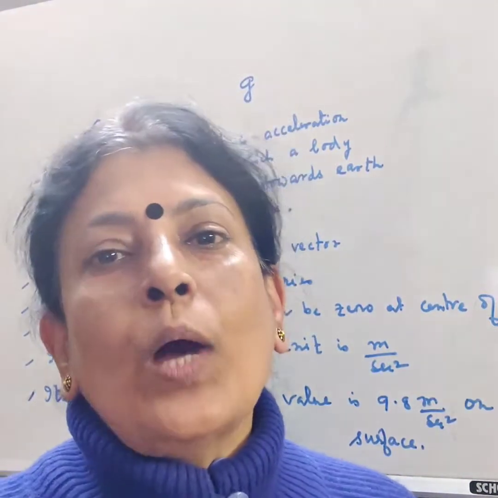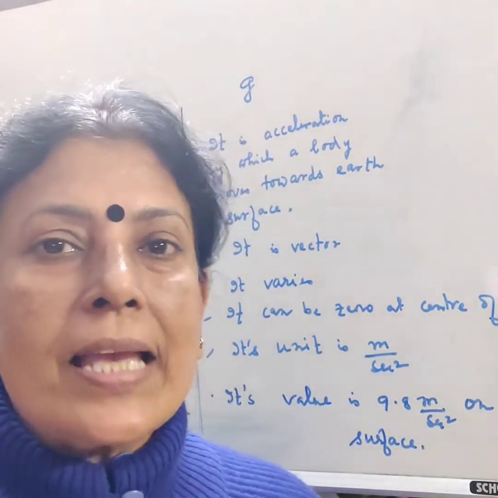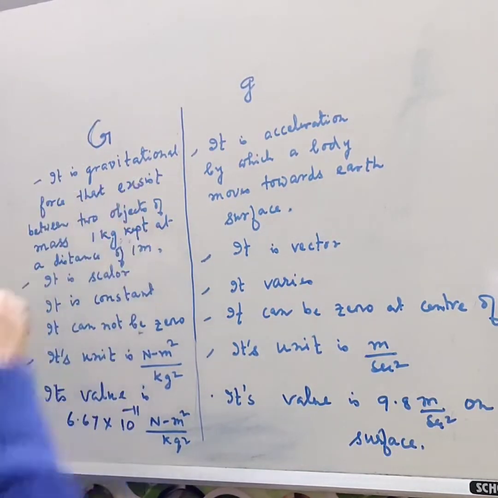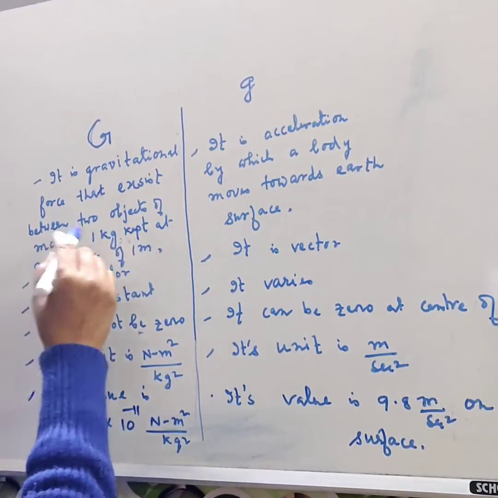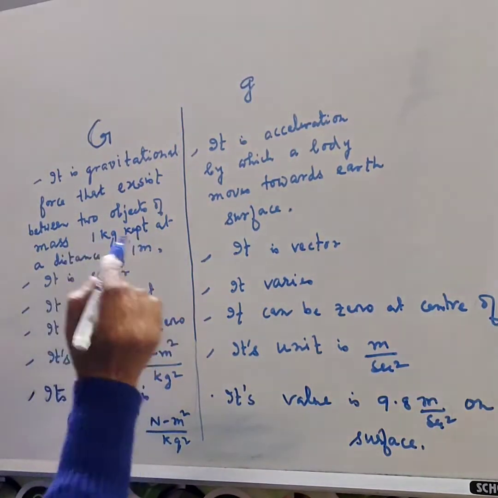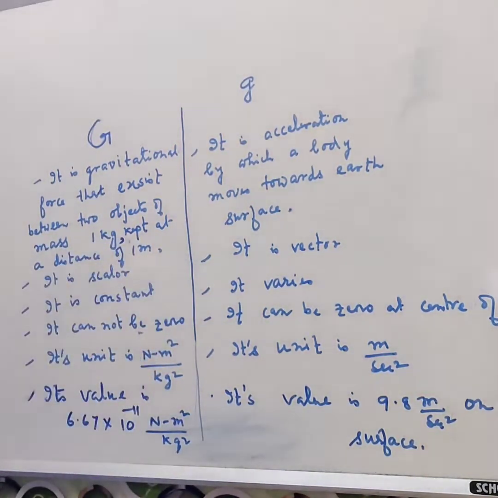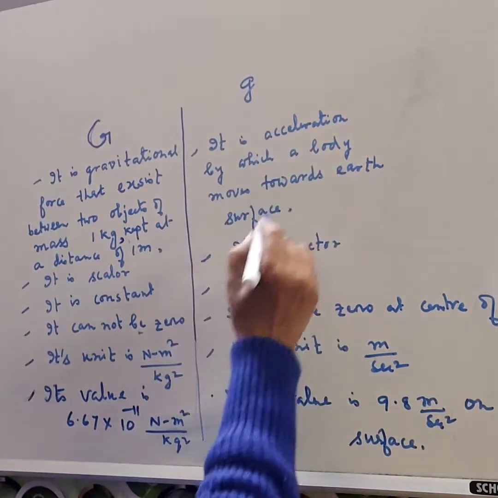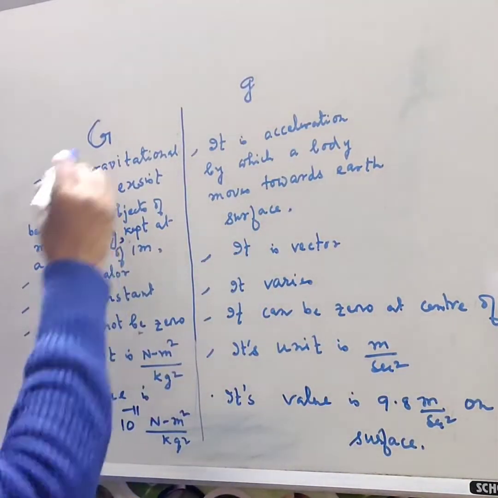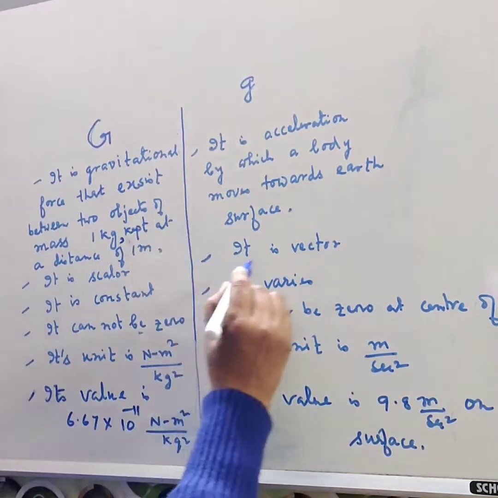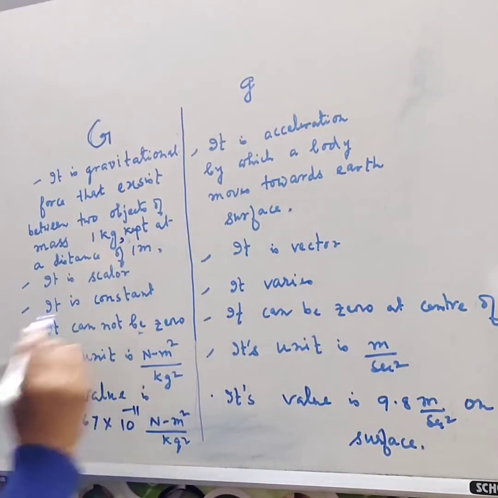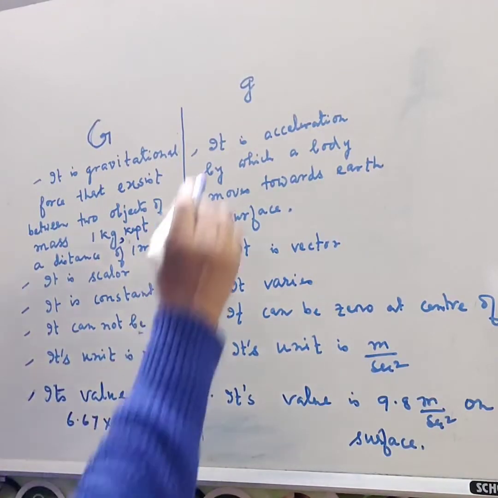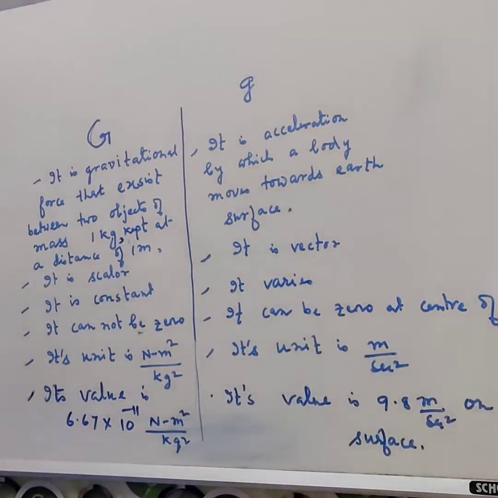Now let's see what the differences are between capital G and small g. First, definition. Capital G is the gravitational force that exists between two objects of mass 1 kg kept at a distance of 1 meter. But small g is the acceleration by which a body moves towards Earth's surface. Capital G is a scalar quantity, small g is a vector quantity. Capital G is constant but small g varies. Capital G cannot be 0, small g can be 0 at the center of Earth.